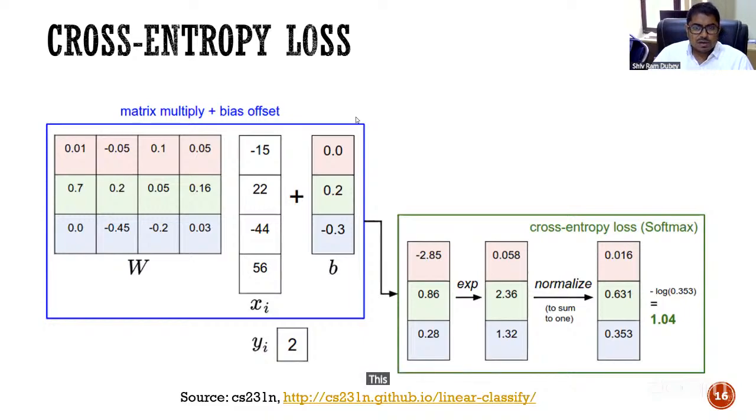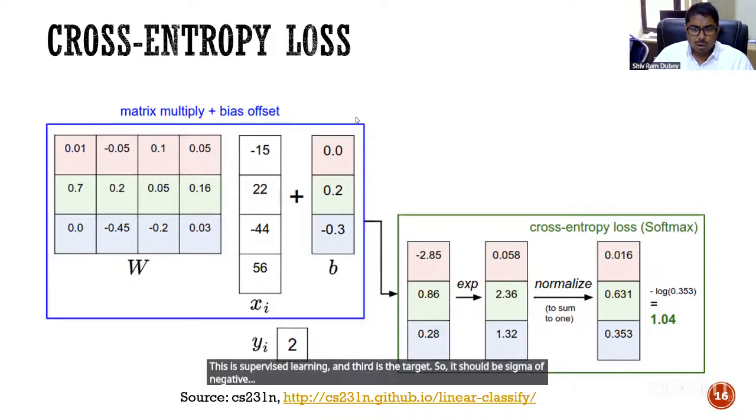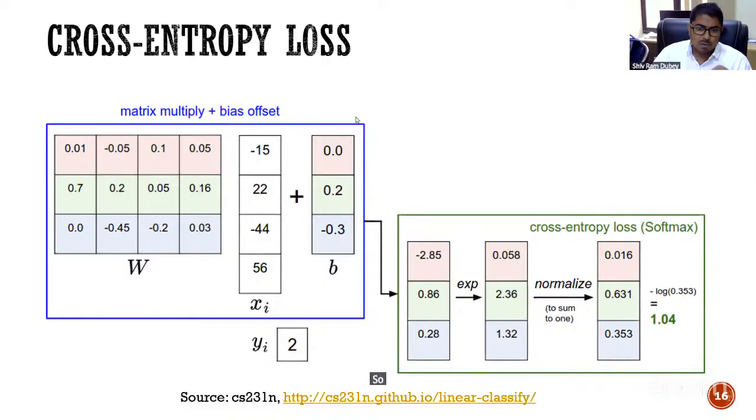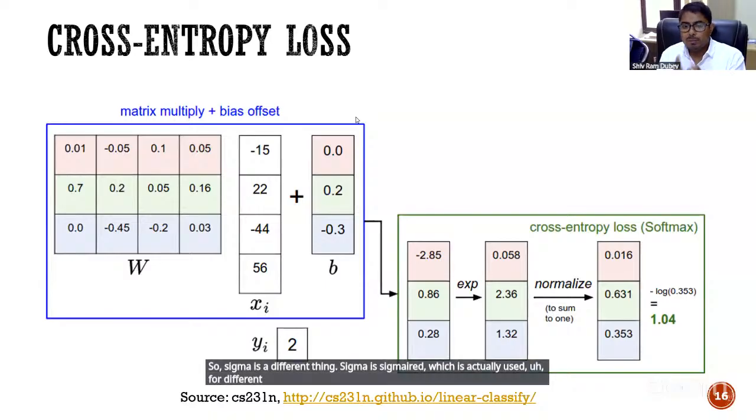This is supervised learning, and third is the target. So it should be sigma of negative log. No, there is no sigma here. This is just negative log likelihood. So sigma is a different thing. Sigma is sigmoid, which is actually used for a different purpose. When we want to have the logistic regression, then we can use the sigma there.